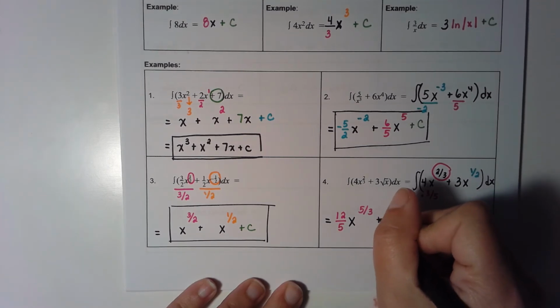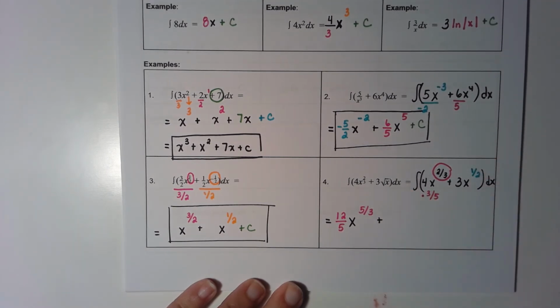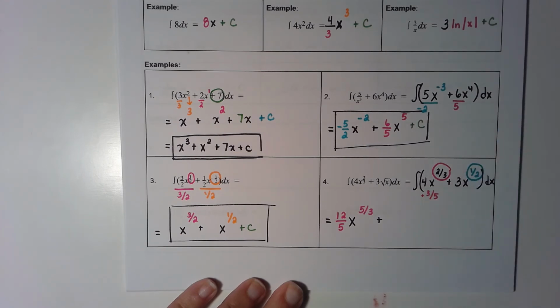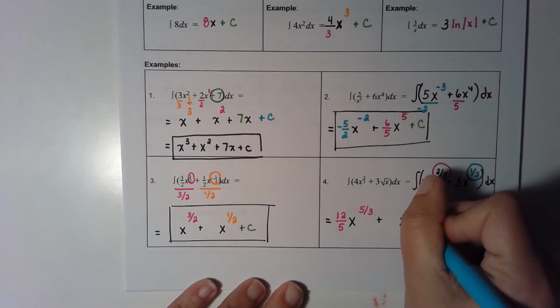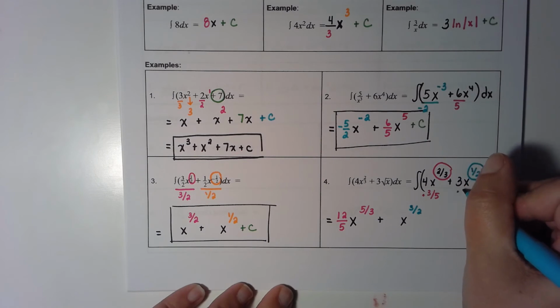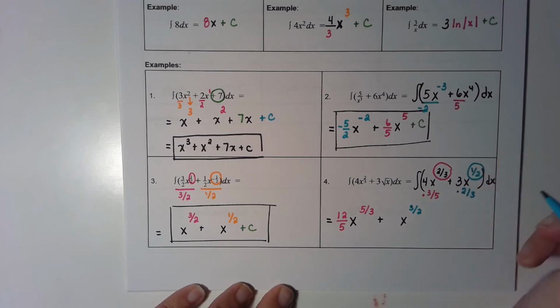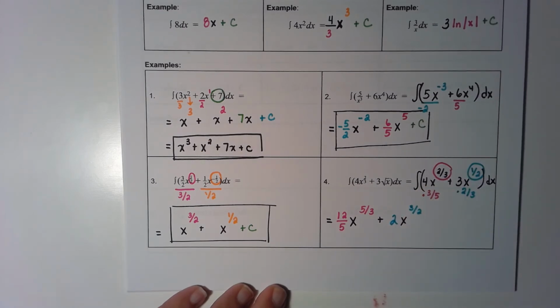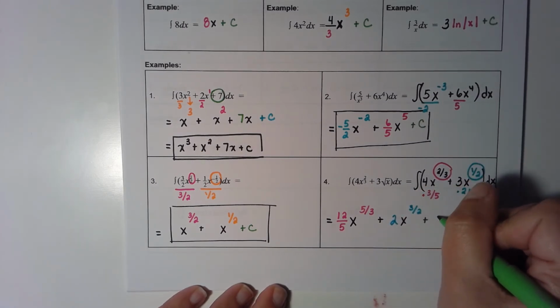Plus, for the next part, I'm going to add 1 to this exponent. So 1/2 plus 1 would be 3/2. And again, I need to divide by 3/2, so I'm just going to multiply by 2/3, which means the 3 and the 3 cancel, and I just get 2. And then I'm going to put plus c at the end.